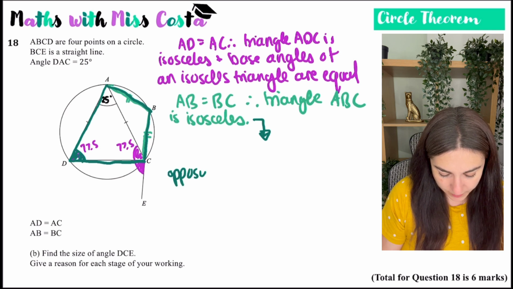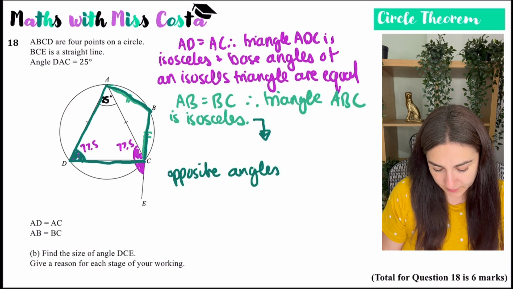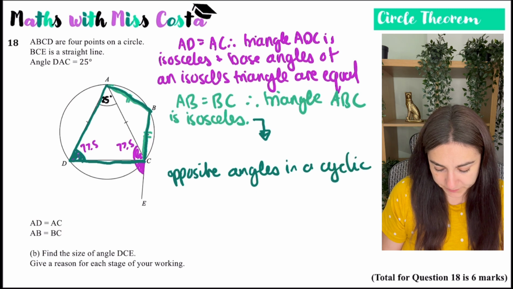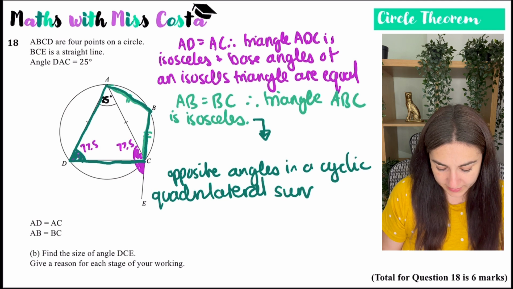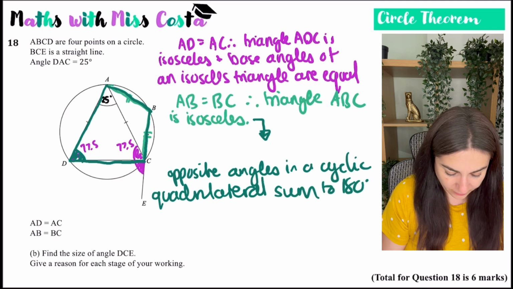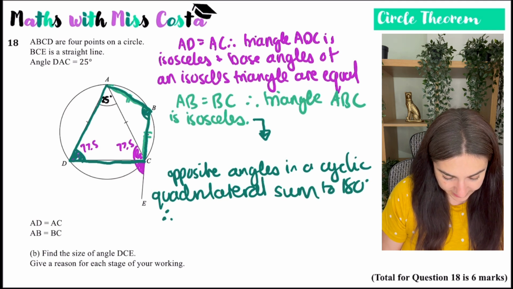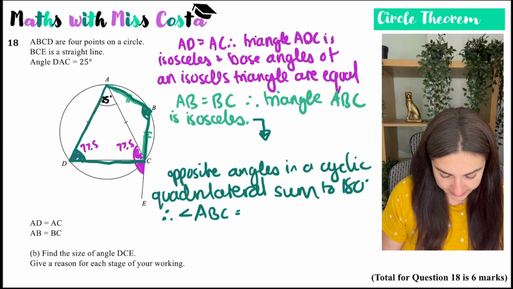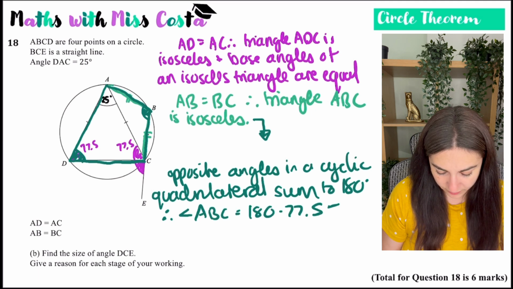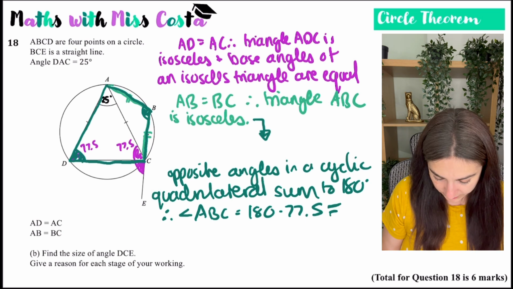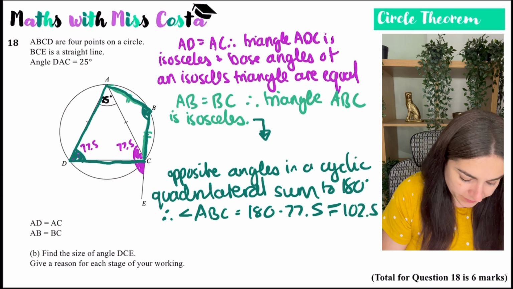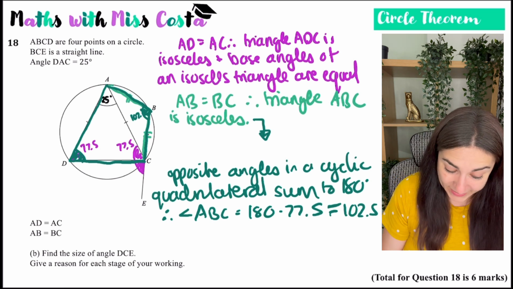So opposite angles in a cyclic quadrilateral sum to 180 degrees. Therefore, I can figure out what this angle here is. Angle ABC equals 180 take away 77.5, which equals 102.5 degrees. So this angle here is 102.5 degrees, and this is isosceles.